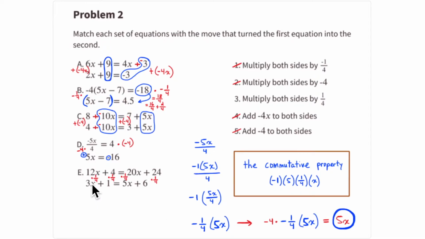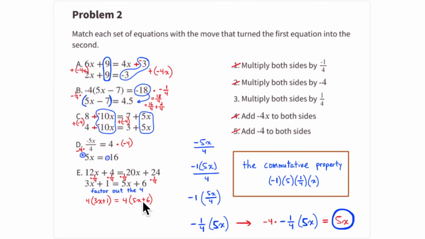And the last one, this is an example where, since they're using multiplication, every term changes. You have to multiply every term by this 1/4 to get 3x plus 1 equals 5x plus 6. So 1/4 times each one of these terms gives you this equation. You can also look at this as factoring out the 4. So if I factor out 4 from 12x plus 4, I'm going to get 4 times 3x plus 1. And if I factor out 4 from 20x plus 24, I'm going to get 4 times 5x plus 6. So this is 20x divided by 4 is 5x, 24 divided by 4 is 6.